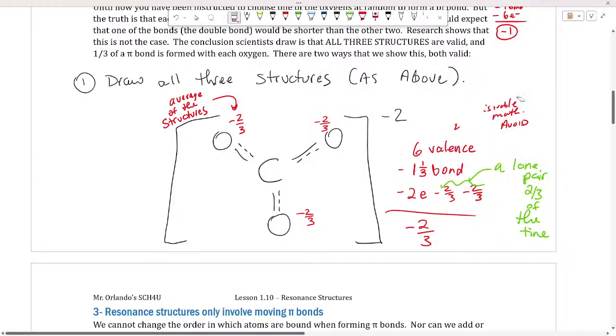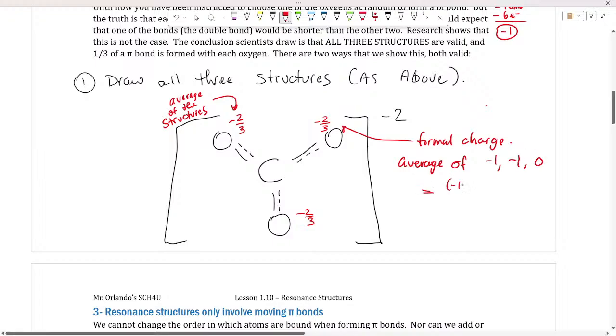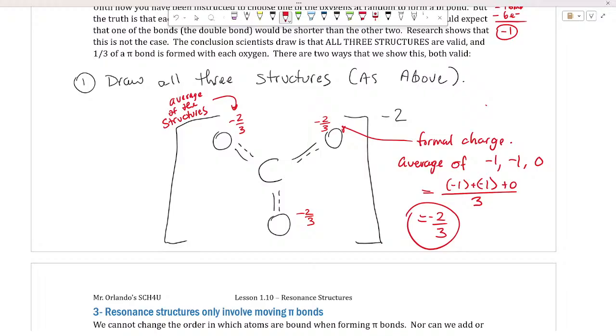In fact, you know what I'm going to do? I'm going to erase that. Because it works, and I want to show you that it works. If you go like, well, where the hell does that come from? But what I would actually do is say, to get formal charge, average of -1, -1, and 0, which is -1 plus -1 plus 0 over 3, which is -2/3. Is that cool? Does that kind of make sense?